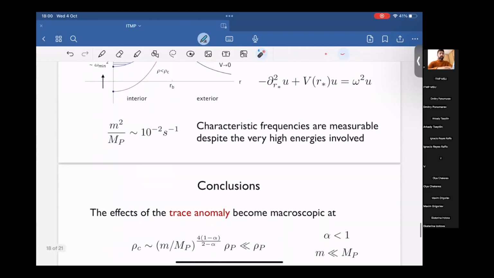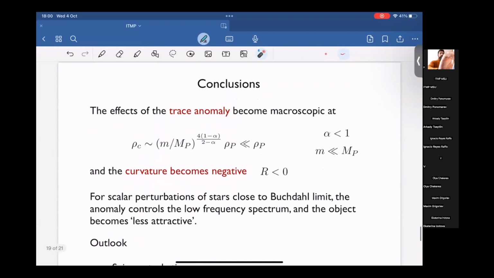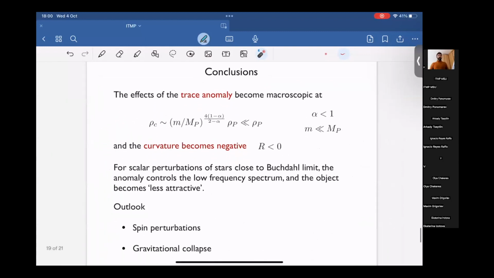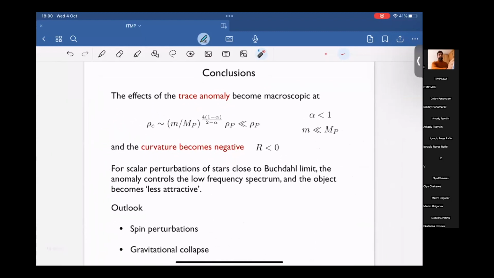Okay, so that's it. Let me conclude. We discussed that the effects of the trace anomaly become macroscopic. That is, they compete with the classical terms, not at the Planck scale, but at some other scale that is given by this particular result.